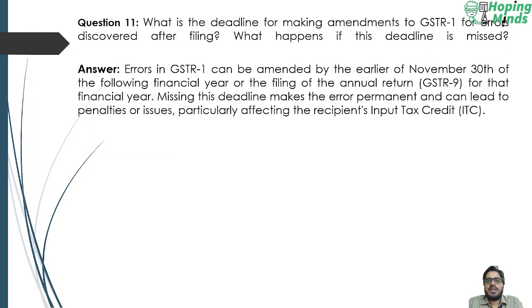Next, what is the deadline for making amendments to GSTR 1 for errors discovered after filing? What happens if this deadline is missed?